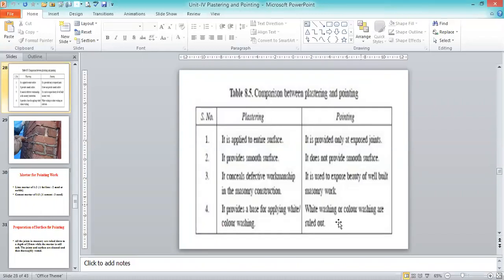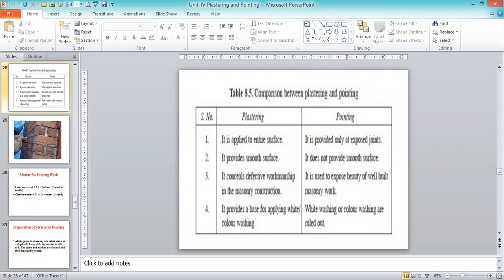So those are the various points of difference, the comparison between plastering and pointing: how we do the plastering and how we do the pointing, what the objectives are in plastering and what the objectives are in pointing. Still some more points are there, but these are the essential and more important points that I am giving you as the differences between plastering and pointing.